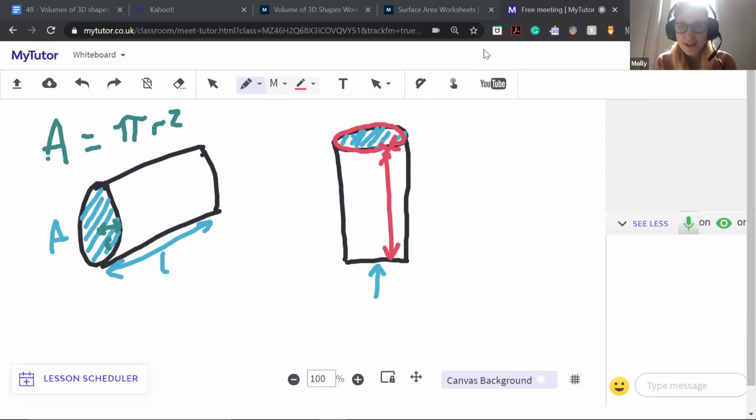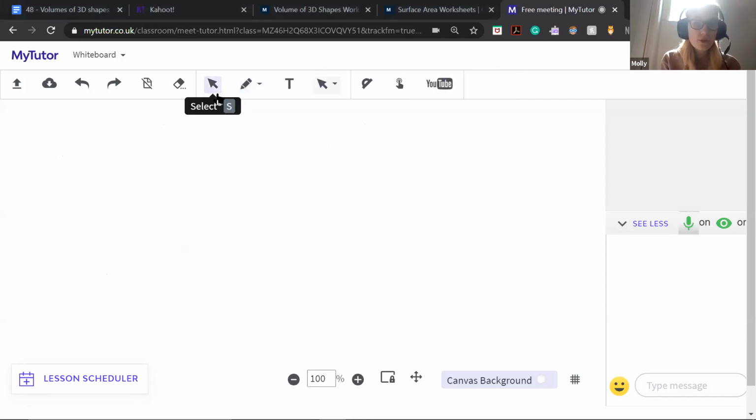So the next one that we're going to go over is a sphere. So a sphere is like a football or a globe. It's not like a prism. It's not a shape that you've extended. It's its own kind of shape.